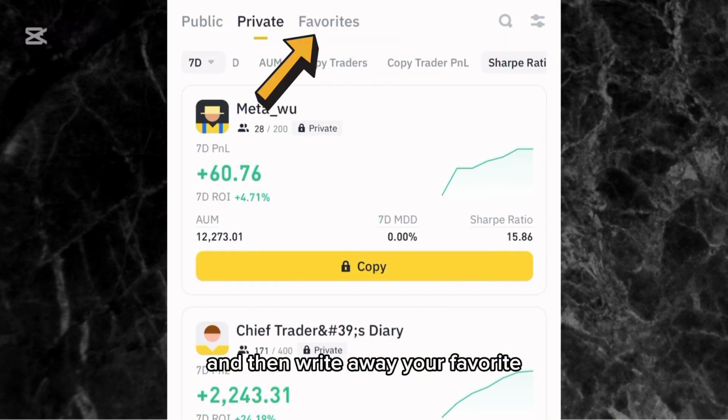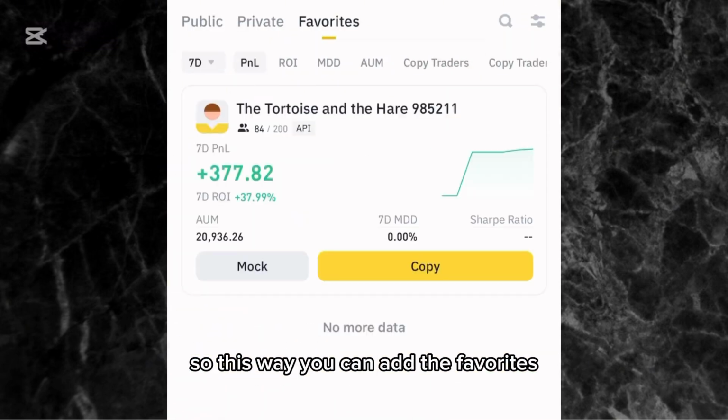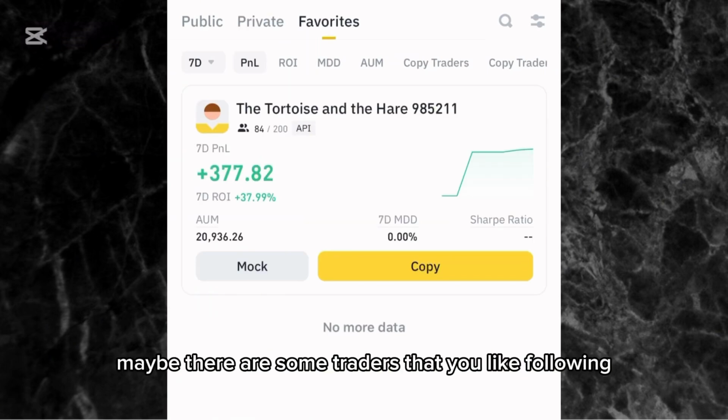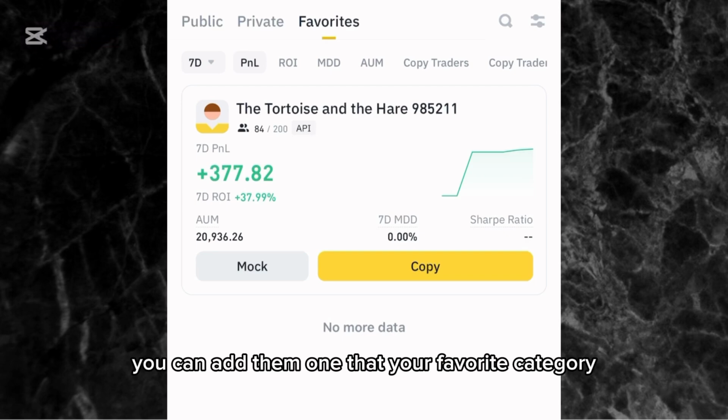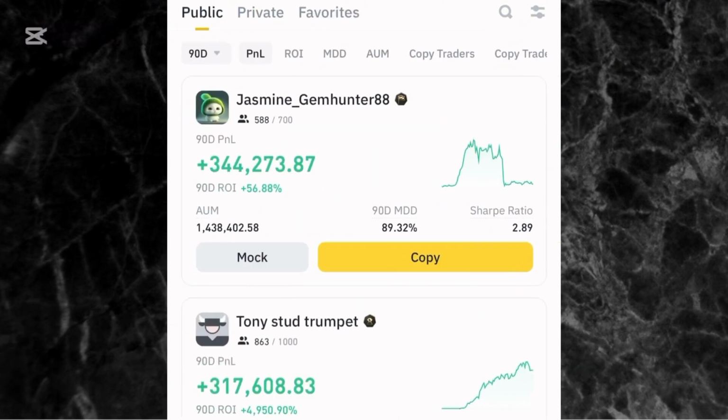And then right here where you have favorites, this is where you can have the favorite traders that you have followed in the past. Maybe there are some traders that you like following and they are making consistent profit from them. You can add them under your favorite category. So let me go back to public right here.